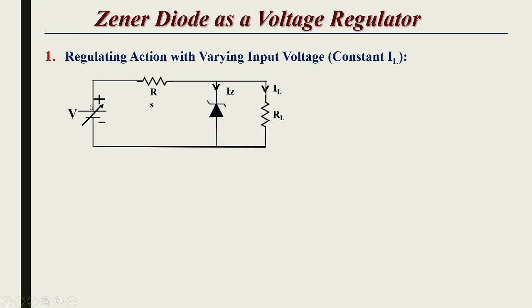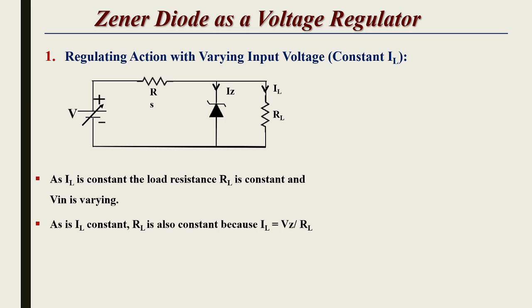So here actually we are varying the input voltage, and here the load is constant, and that's why as this resistance is constant, the current flowing through this resistor, that is IL, is constant. So as IL is constant, the load resistance RL is constant and Vin is varying. Here Ohm's law is given, that is I equal to V by R. So as the load resistance is constant, the load current is constant, that means IL is equal to Vz by RL.